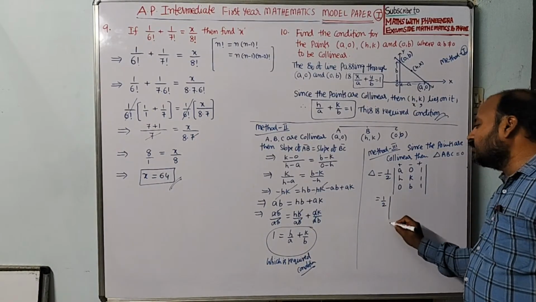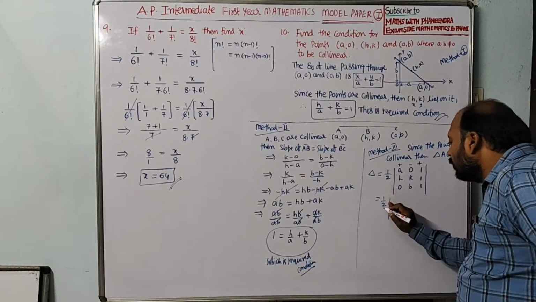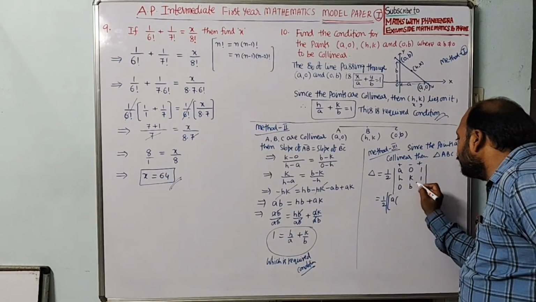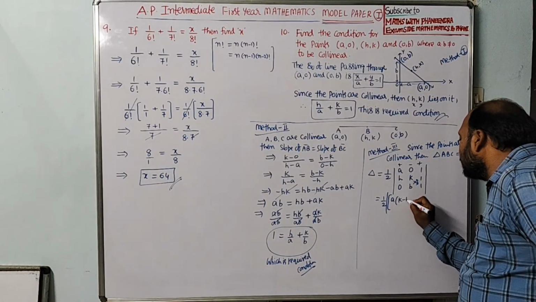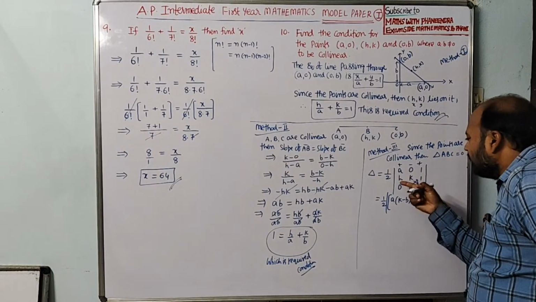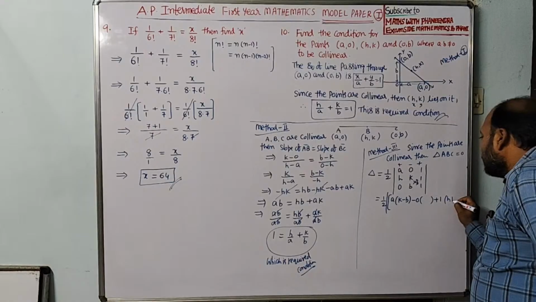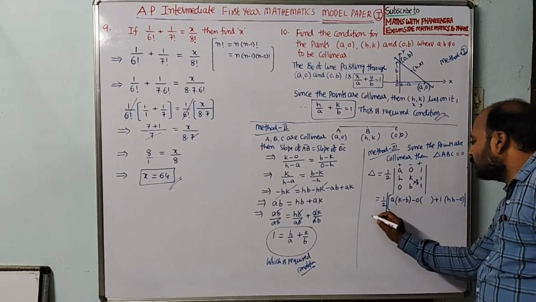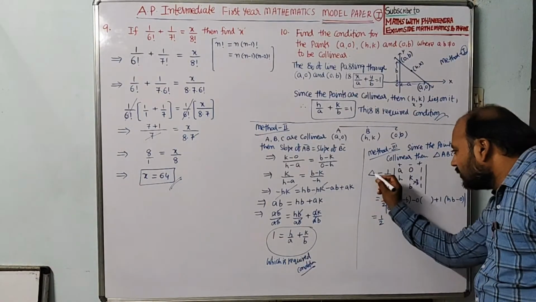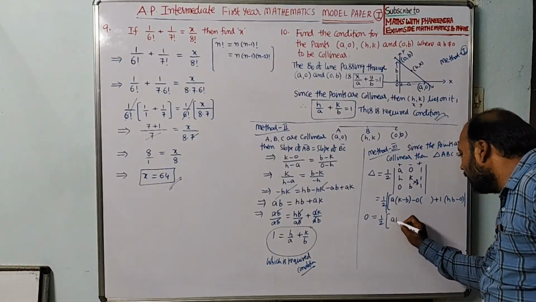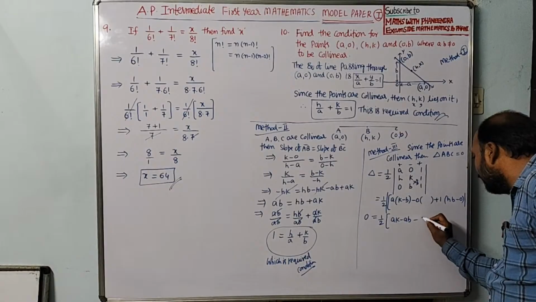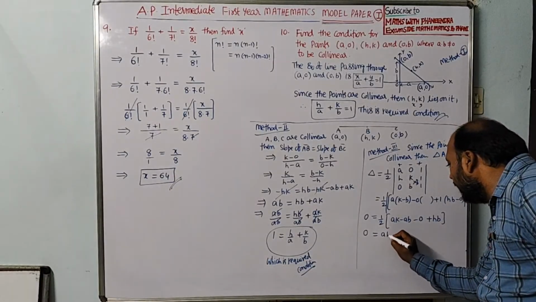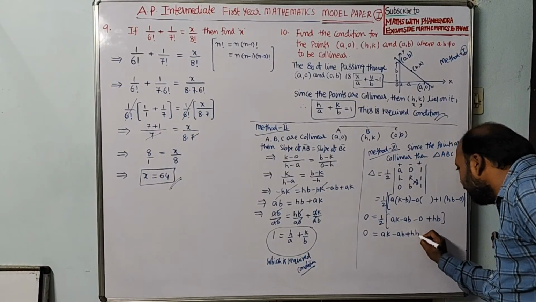So this is a 3 by 3 determinant, 1 by 2. You know how to expand the determinant. So modulus a into (k minus b), minus 0 into anything is 0, plus 1 into (hb minus 0). Half into this area is 0 here. ak minus ab plus hb equals 0. Again you are getting the same.